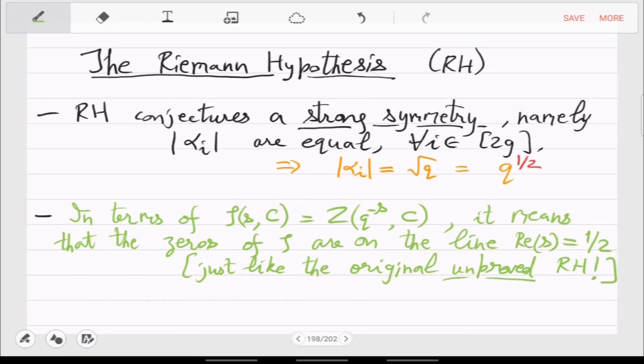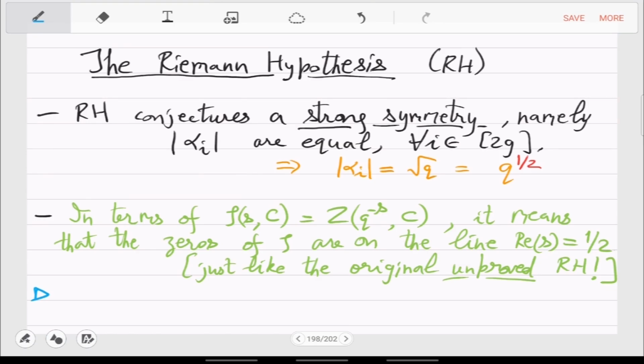Which is still an open question. So the original Riemann hypothesis is still unproved, but that also boils down to such a statement, that all the zeros of the zeta function lie on real s equal to half. So that's what is actually true over finite fields, curves over finite fields.